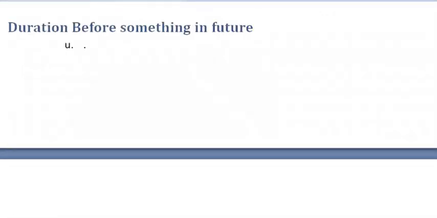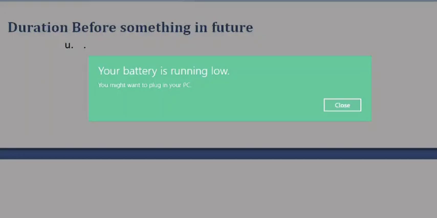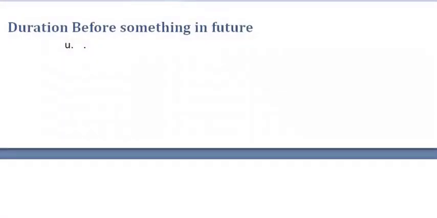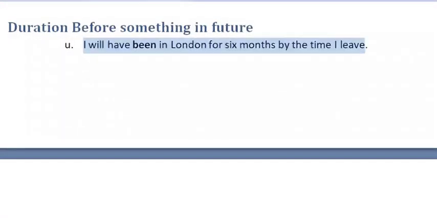The second scenario is when you want to consider a time reference, when you want to express a time of the events that are going to happen in future. For example, I will have been in London for 6 months by the time I leave. Now friends, I want you to focus on the sentence structure and the two actions that are indicated in all these sentences. The person being in London is the first one, and his leaving is the second one.